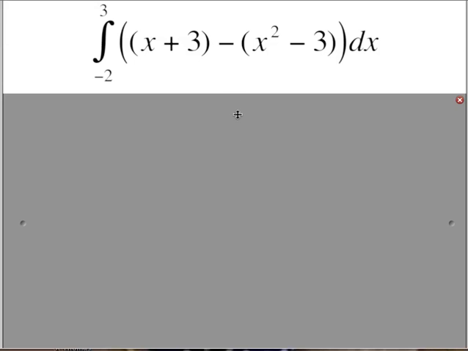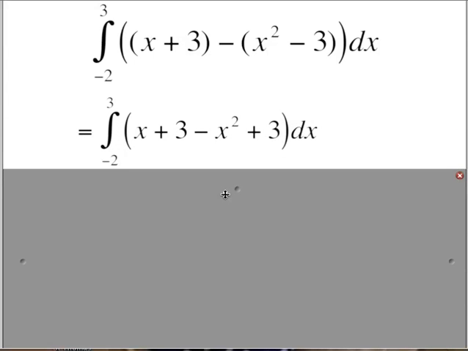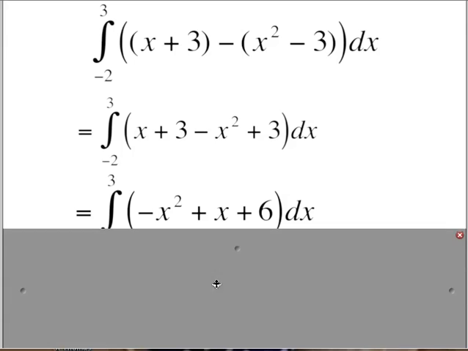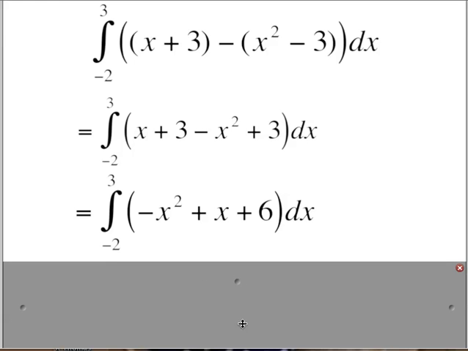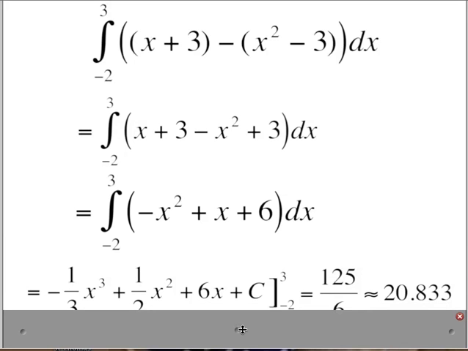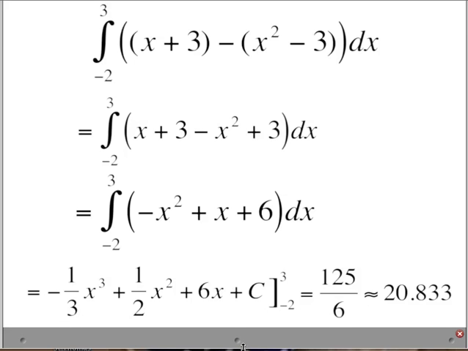So then I'm going to distribute that negative sign, simplify, combine like terms. And when I do that, I'm going to get the integral from negative 2 to 3 of negative x squared plus x plus 6 dx. When I do the antiderivative, I get negative 1/3 x cubed plus 1/2 x squared plus 6x plus c, and evaluate that from negative 2 to 3, and you'd get 125 over 6, or approximately 20.833.